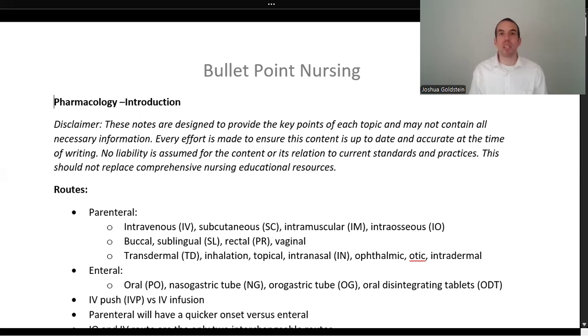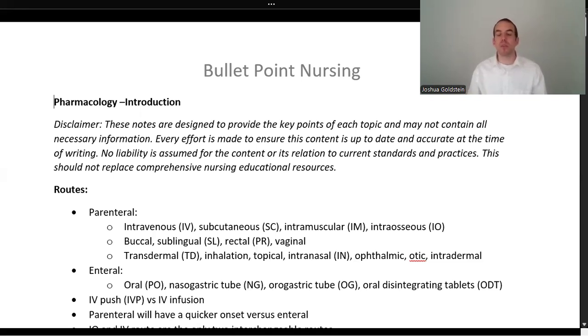OG, orogastric, that's where we put a tube down into the stomach, and the tube can go either through the nose or through the mouth. That would be NG or OG. And finally, we have ODT, oral disintegrating tablets. That's where we put the medication on the patient's tongue. The most common example of that is Zofran, which we'll learn a ton about as we get to that lecture. Zofran is a medication that's ODT. We put it on the tongue. It just dissolves into the patient's saliva. As they swallow the saliva, they get their medication.